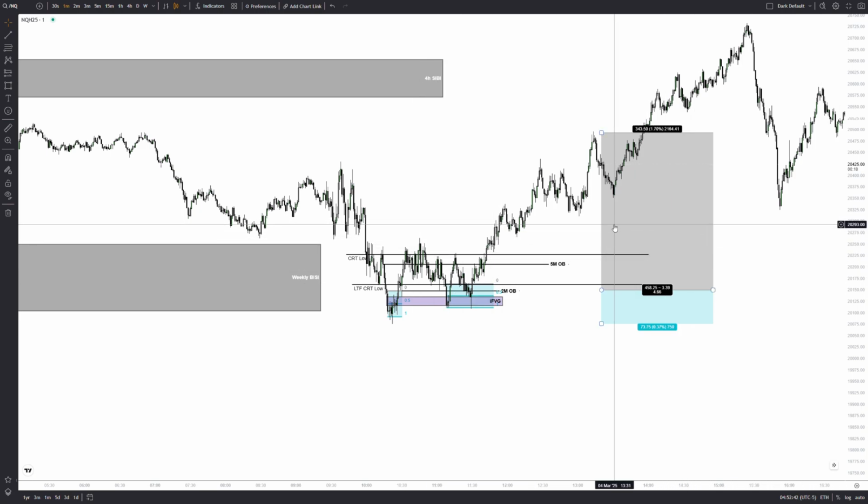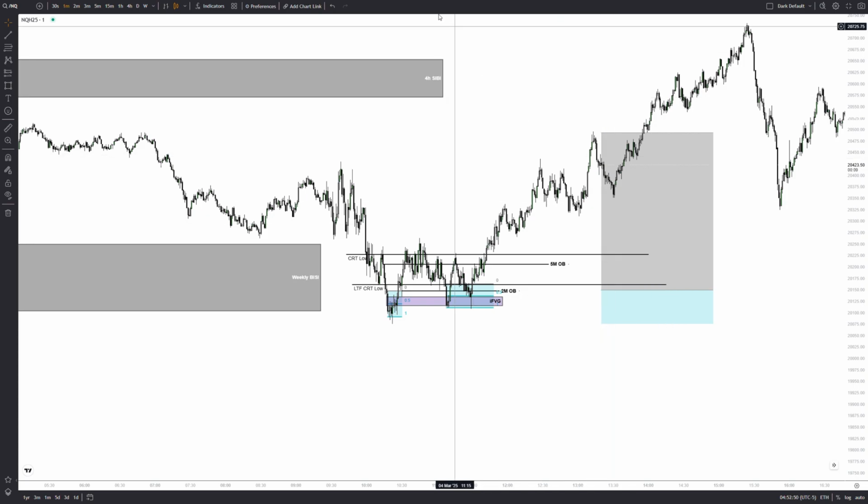Now, this was one of those textbook plays where the market basically handed us a setup on a silver platter. So roll up your sleeves, pull up your charts, follow along, and let's get into it.